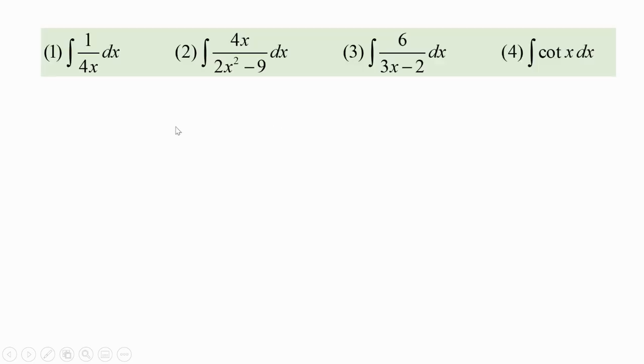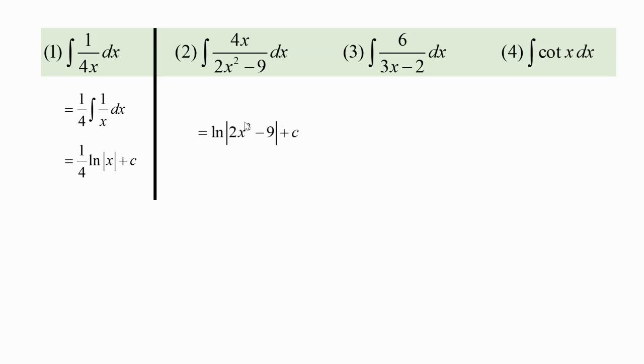Okay, so let's just quickly have a look. This is 1 over 4x. So this is clearly by inspection. We can even go a quarter ln mod x. Okay, so we should be quick and we should be good at that. Here, 2x squared minus 9 is quadratic. We have a look here. We can see that that is the derivative. So there's no need to do anything. Ln mod 2x squared minus 9 plus c.